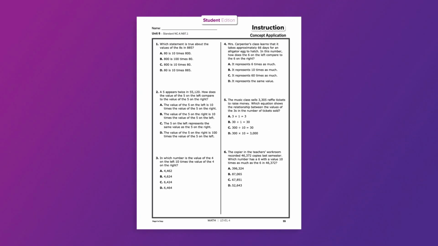Now that you've modeled your thinking, students can apply and discuss what they've learned in the concept practice page of the Student Edition. Similar in format, the questions offer reinforcement of the unit standards.